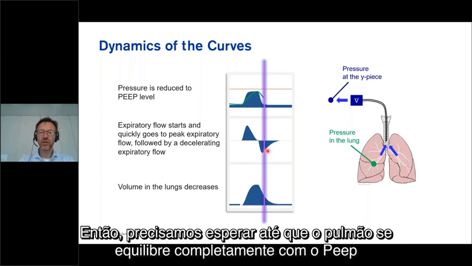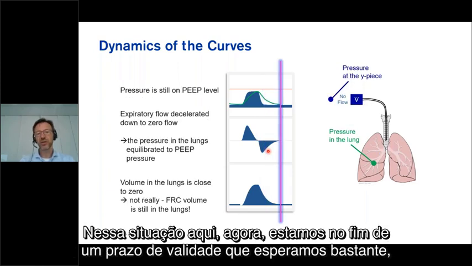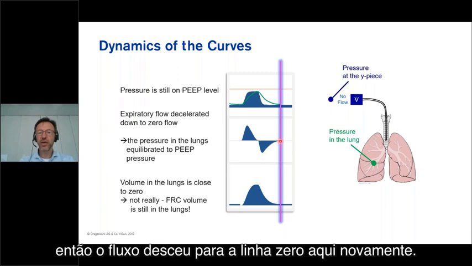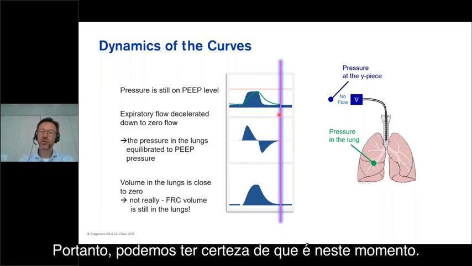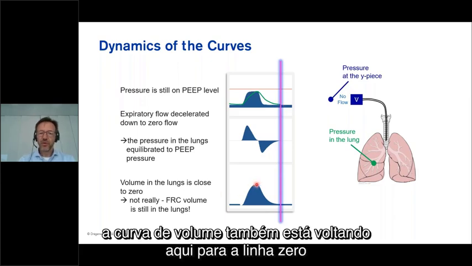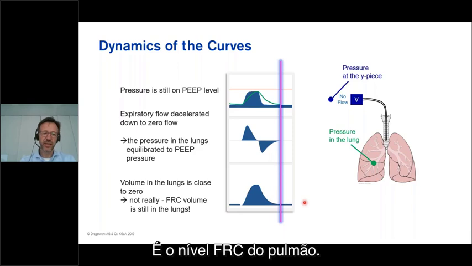So we need to wait longer until the lung completely equilibrates to the PEEP, and that would then bring the flow down to 0. This is visible now in this situation here. Now we are at the end of an expiration. We have waited long enough, so the flow came down to the 0 line again, and therefore we can be sure that at this point in time the pressure in the lung also came down to the PEEP level. The volume curve as well is coming back to the 0 line, even if we know that this is not really 0, it's the FRC level of the lung.